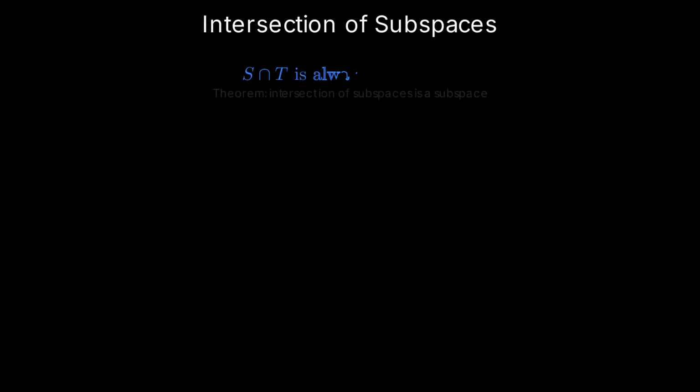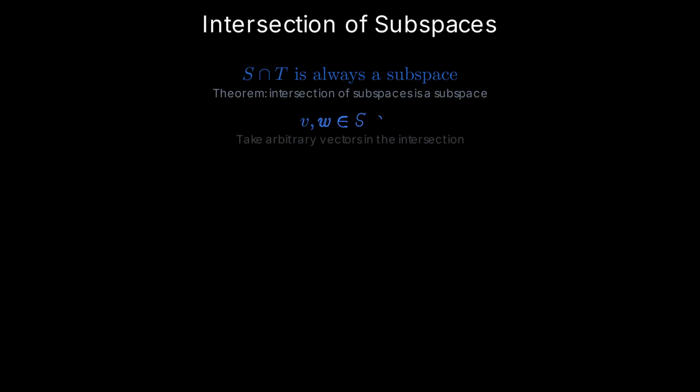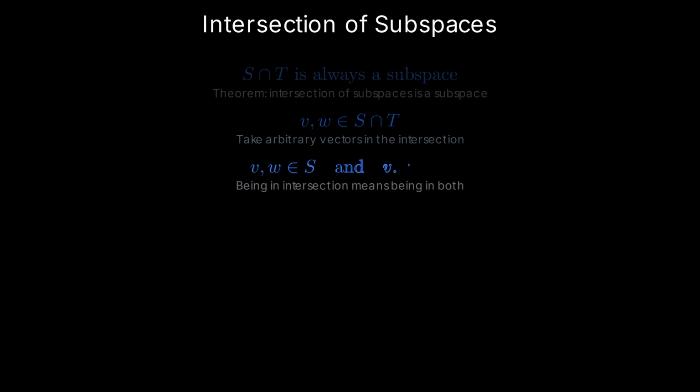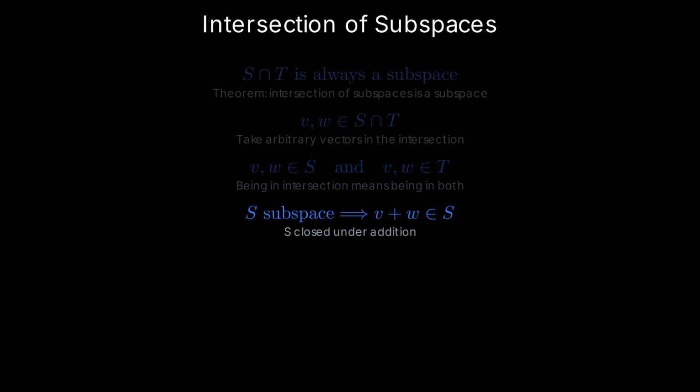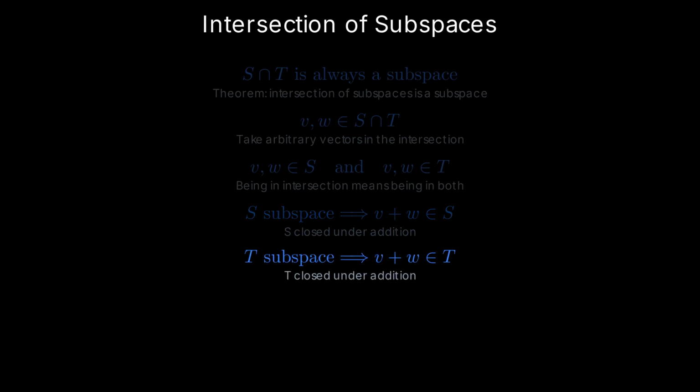Unions fail, but intersections always work. The intersection of two subspaces is always a subspace. Here's the proof. Let S and T be subspaces and take vectors v and w in S intersect T. Since both v and w are in S and S is a subspace, v plus w is in S. Since both v and w are in T and T is a subspace, v plus w is in T, so v plus w is in S intersect T.